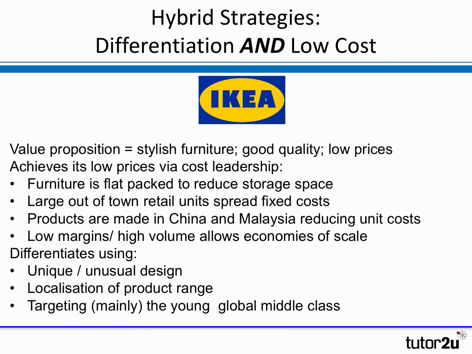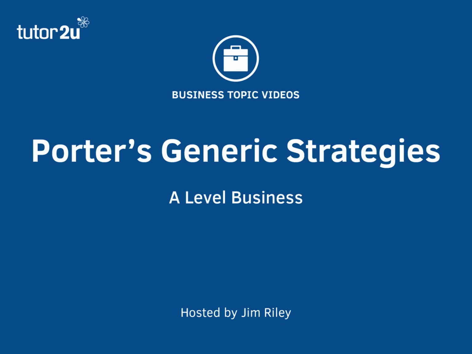The value proposition from a customer point of view is that you're buying low price goods, but generally of good quality, reliable if you can put them together, and with a certain style. But it's also differentiated in terms of its design, in terms of who the target customer is, and also IKEA has been able to differentiate its products by localizing the product ranges in each of its international markets. So look out for hybrid strategies where a business is operating at low cost, but it also attempts to gain the benefits of differentiation. That's been a brief introduction to Porter's generic strategies.